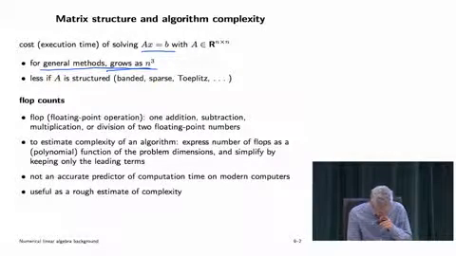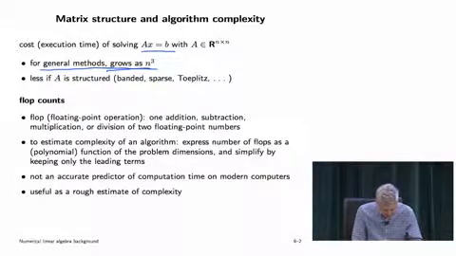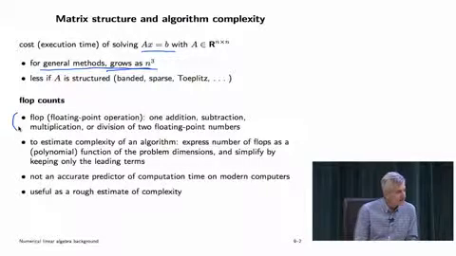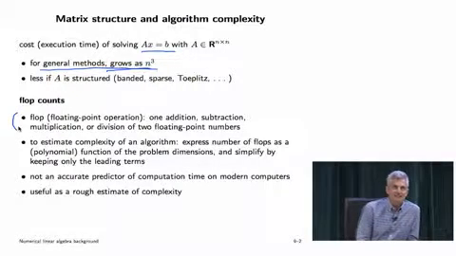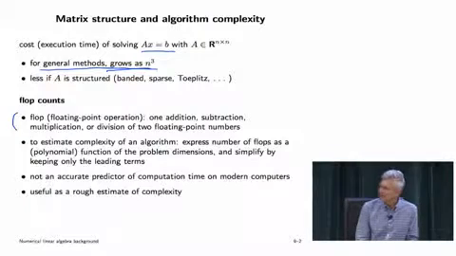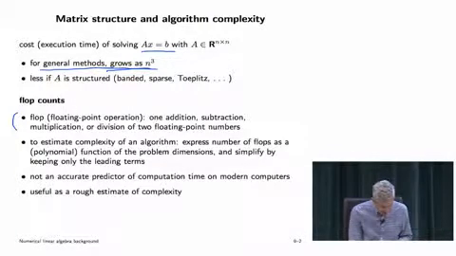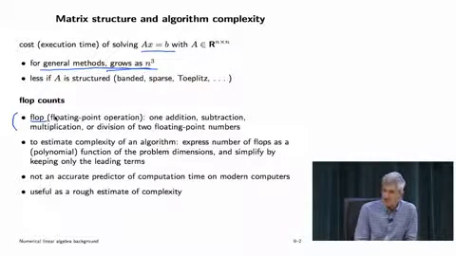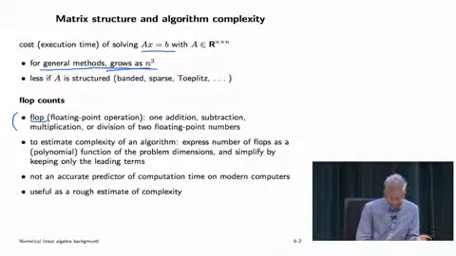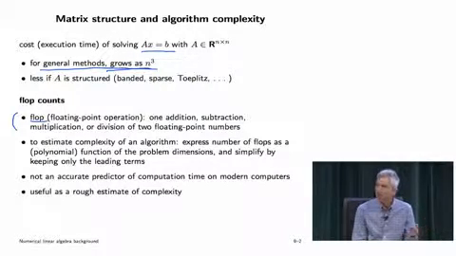Okay. So what are the basic ideas? Well, this goes back to the 60s. It's still sort of relevant. It's less relevant than it was. I'll say a little bit about that, but it still is not a bad indicator. So the basic concept is a flop. That's supposed to be a floating point operation. Roughly it's something like an addition, a subtraction, a multiplication, or a division of two floating point numbers.